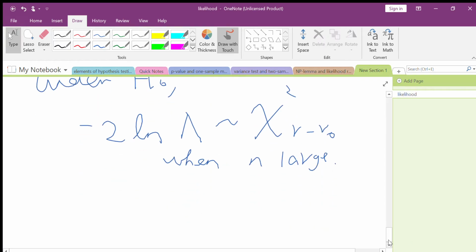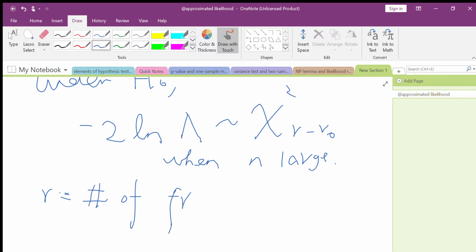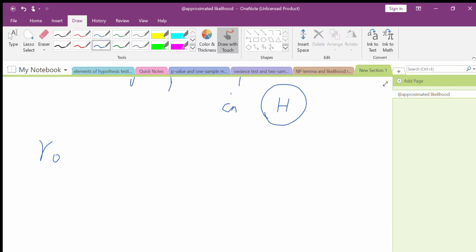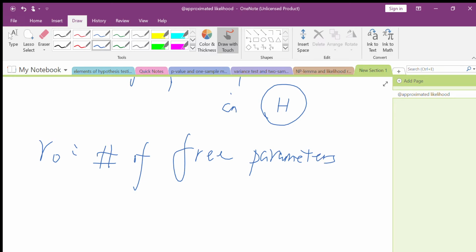So what is r and what is r0? So r is the number of free parameters in the global parameter space, capital theta. So what is r0? R0 is the number of free parameters in the null parameter space.